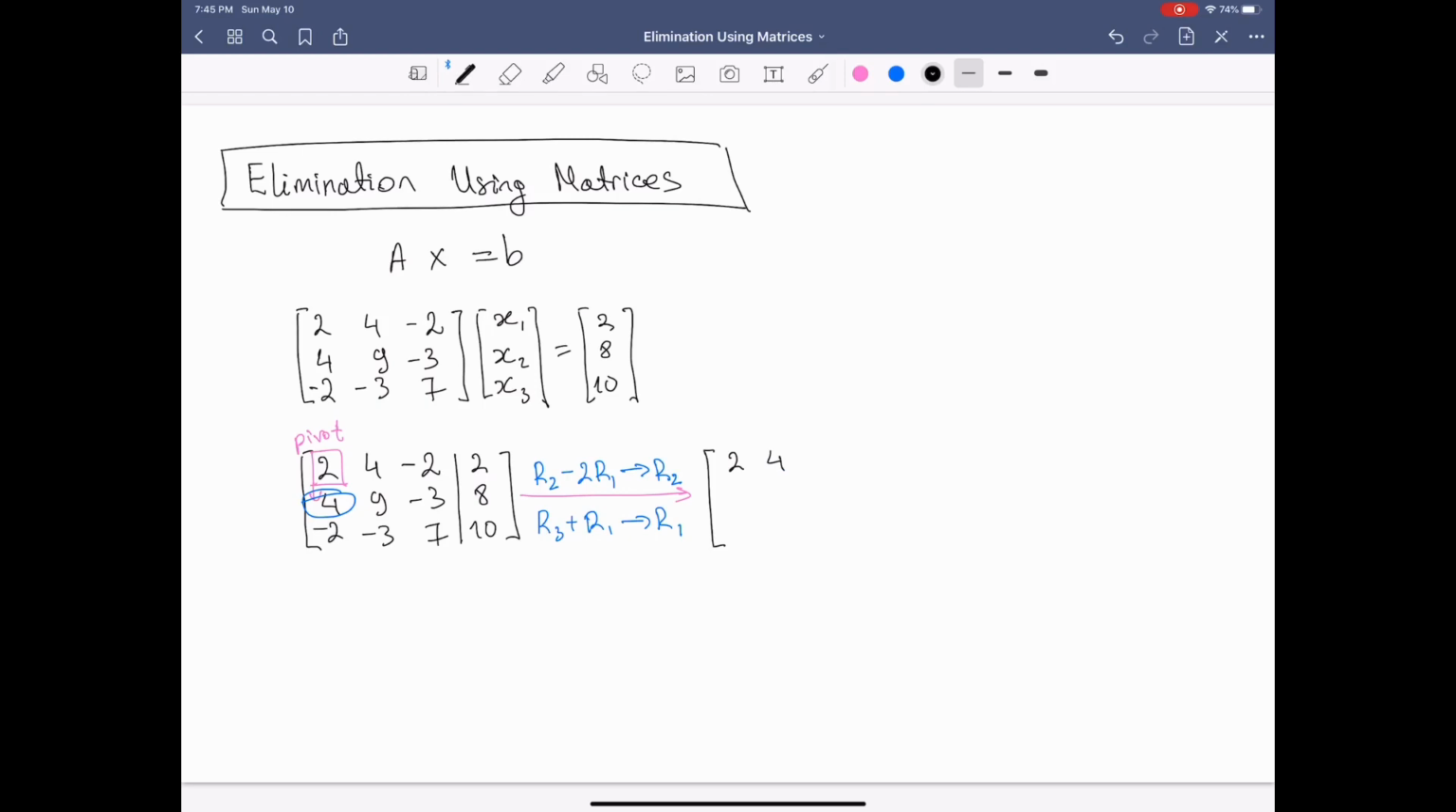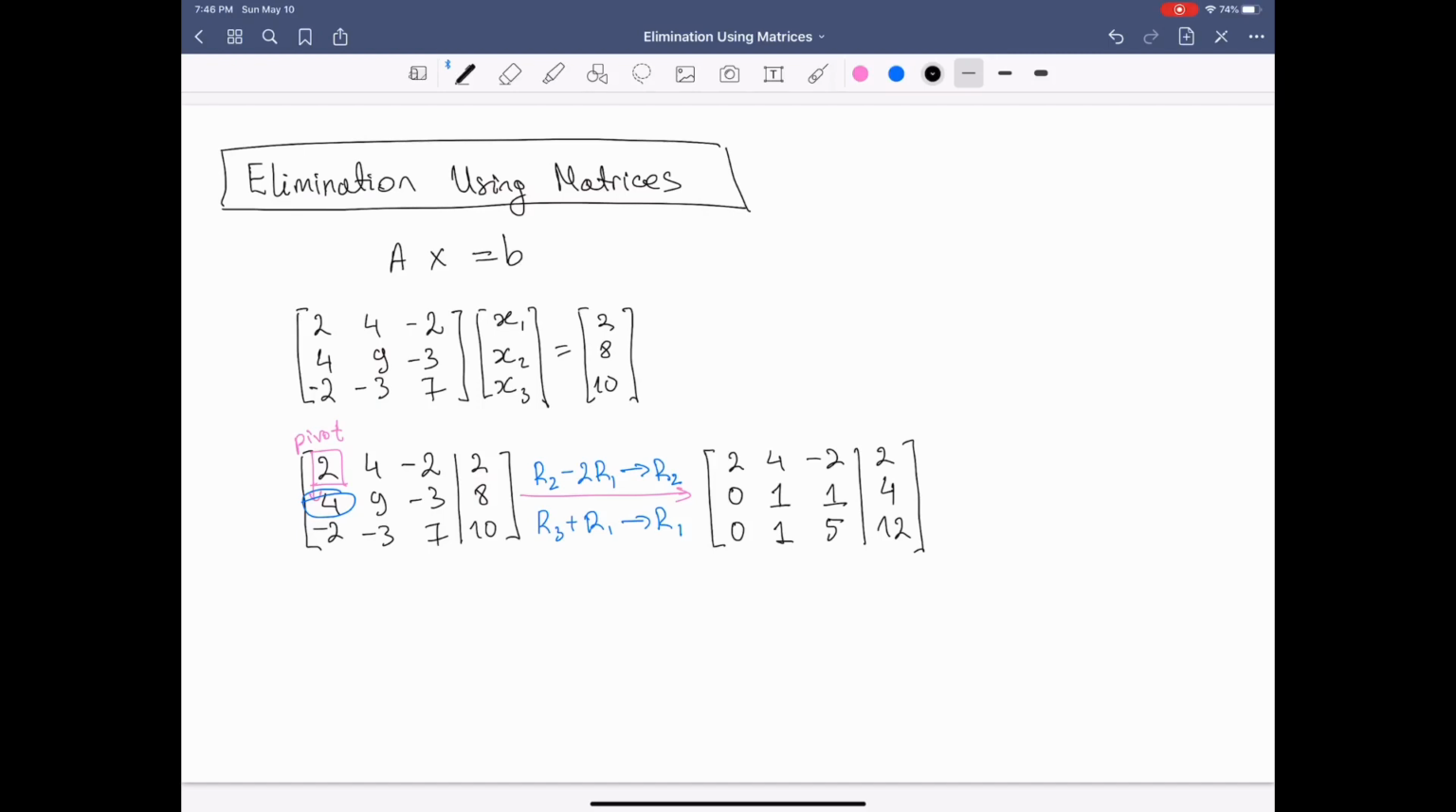2, 4, negative 2, so nothing changed in the first row. And then in the second row, we got a 0 in this position under the pivot as we wanted. Then we have 9 minus 8, that's a 1. Negative 3 plus 4 is another 1. 8 minus 4 is 4. Now in the last row we're adding, so 2 minus 2 is a 0, 4 minus 3 is a 1, negative 2 plus 7 is 5, 2 plus 10 is 12. So we got this simplified system.